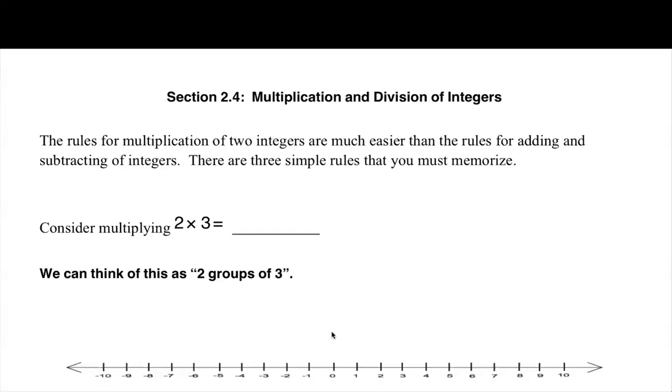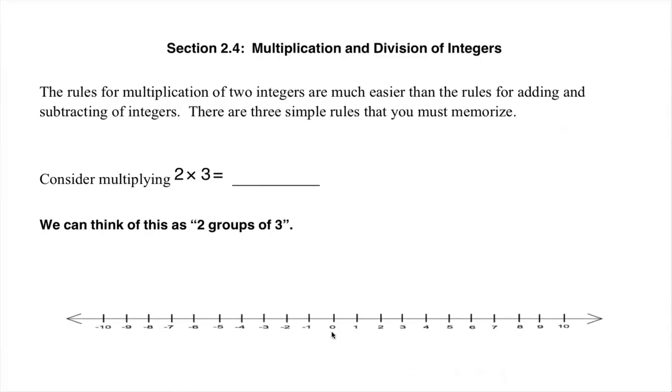This is section 2.4, multiplying and dividing integers. The rules for multiplication of two integers are a little bit easier than the rules for adding and subtracting. And we're going to go through these. I'm going to give a visual explanation of them, and then we'll summarize it in some written rules.